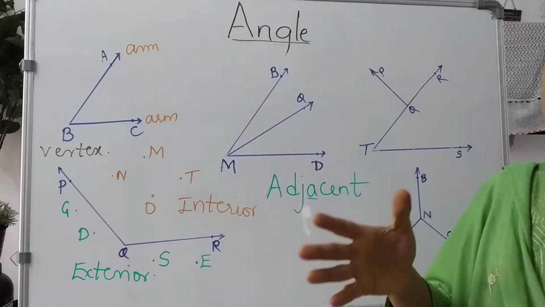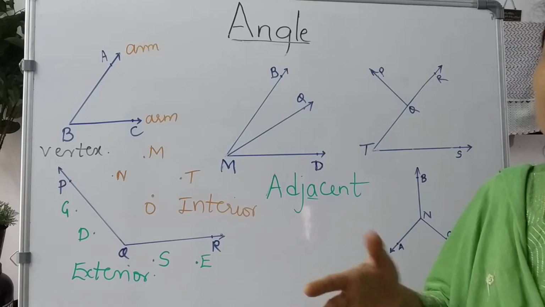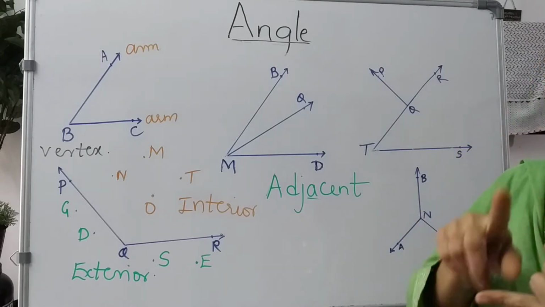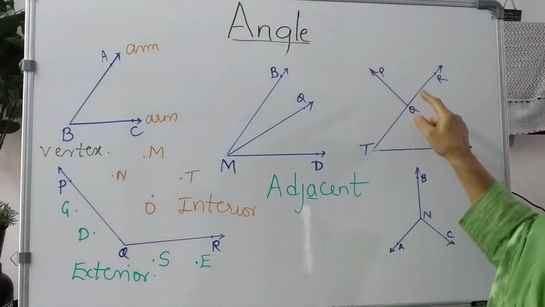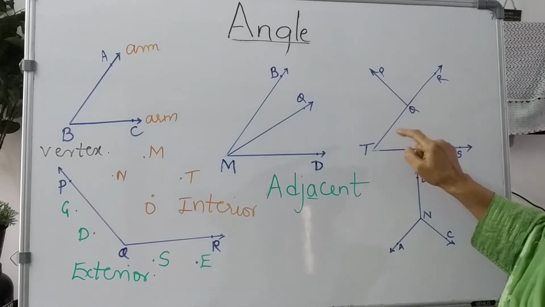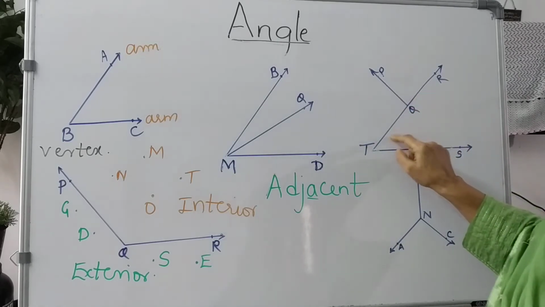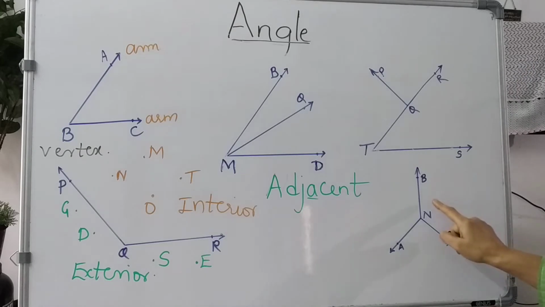When you are asked in the exam to decide whether it's an adjacent angle, see whether there is a common vertex and a common arm. So these two are adjacent, but it has nothing to do with this one. This is not adjacent.